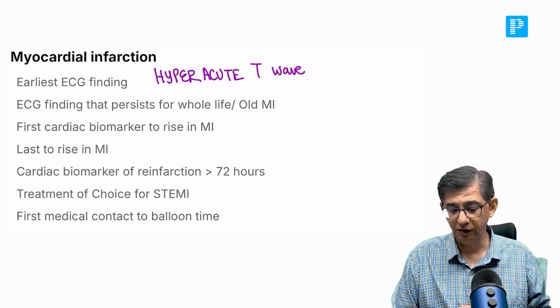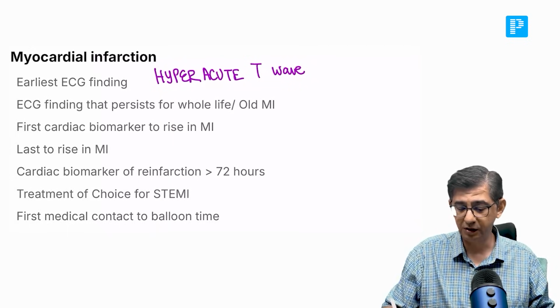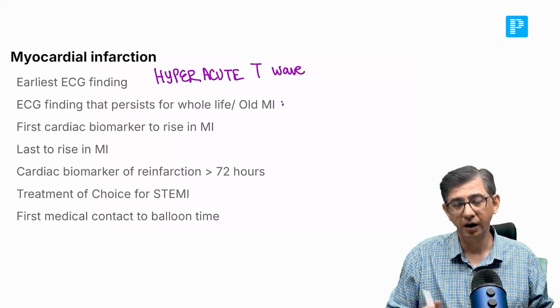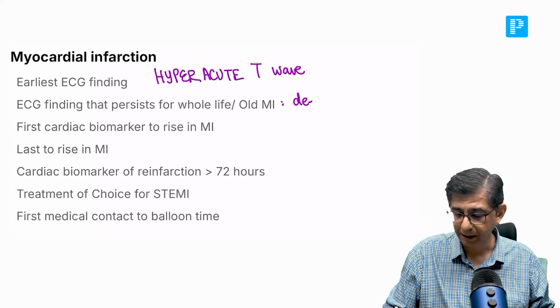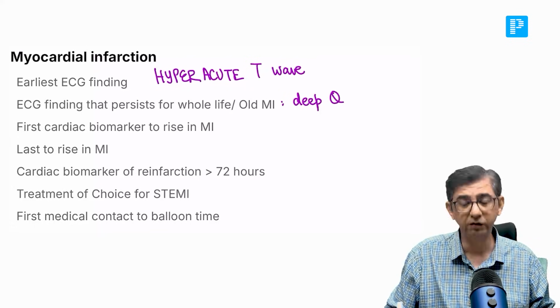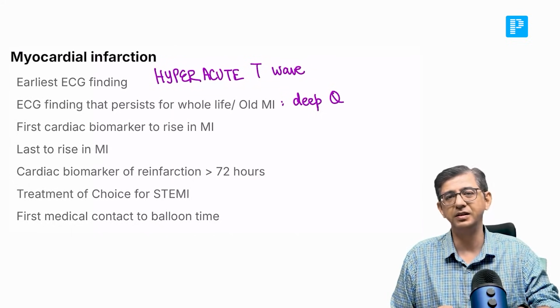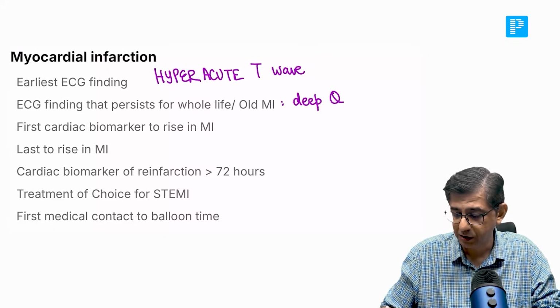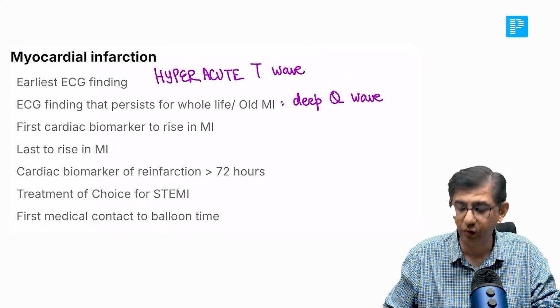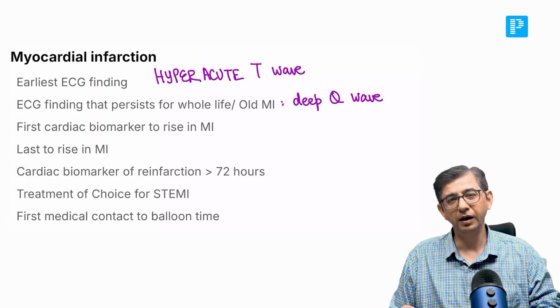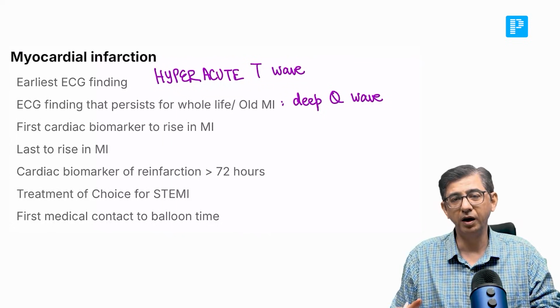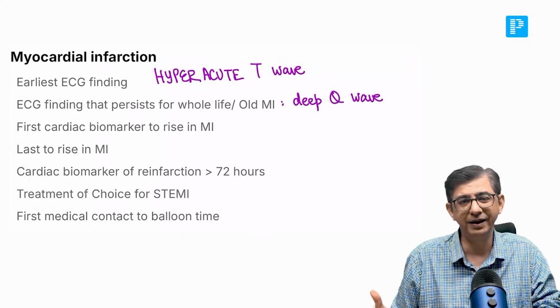Now, if asked which ECG finding will persist for the whole life of our patient: suppose at COVID time, you're aware that the COVID virus was contributing to a hypercoagulable state and increasing the incidence of MI. So those patients who had MI in 21 or 22 post-COVID, even if they come to us today, would have the presence of deep Q waves, which indicate cell death.